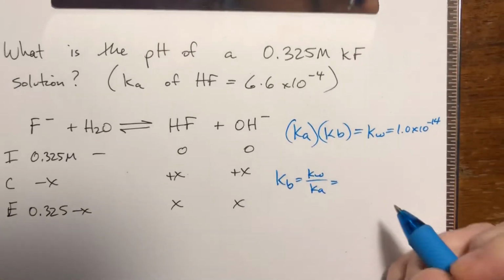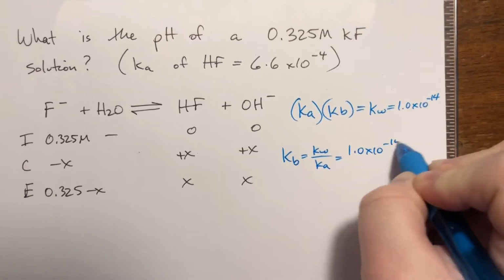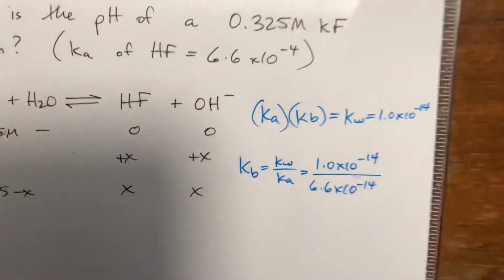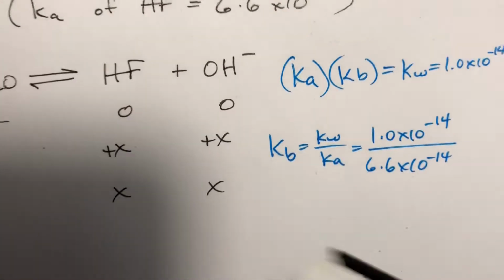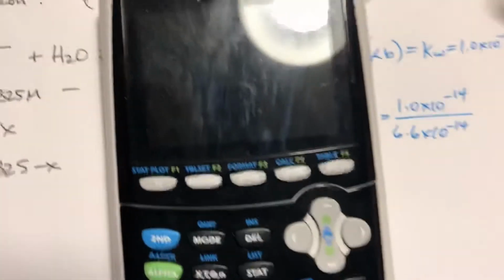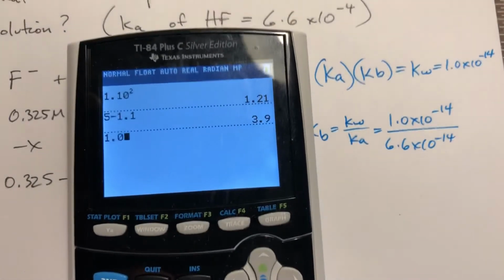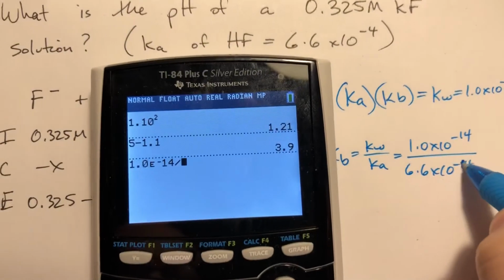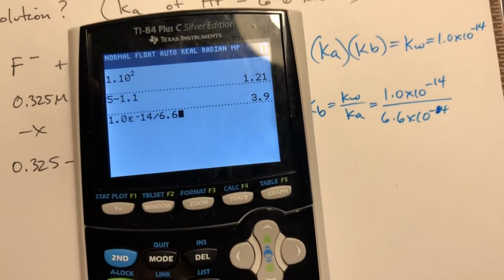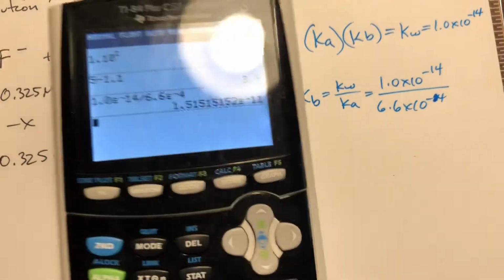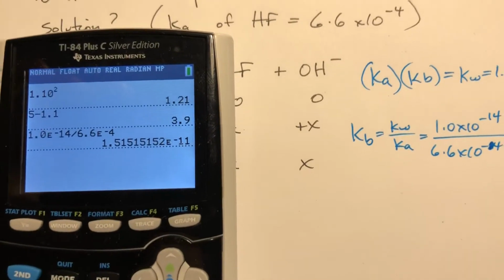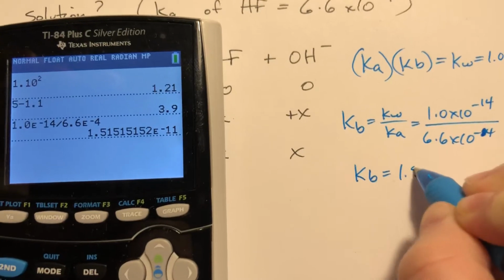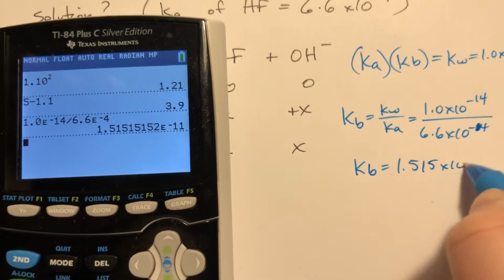We have both of those numbers. Kw is a constant, it's the dissociation constant of water. And Ka is 6.6 times 10 to the negative 4. All right, so we've got to plug that in. So 1.0 e to the minus 14 divided by 6.6 e to the minus 4. And we get 1.52, we'll do a couple extra sig figs here. Kb is 1.515 times 10 to the negative 11th.